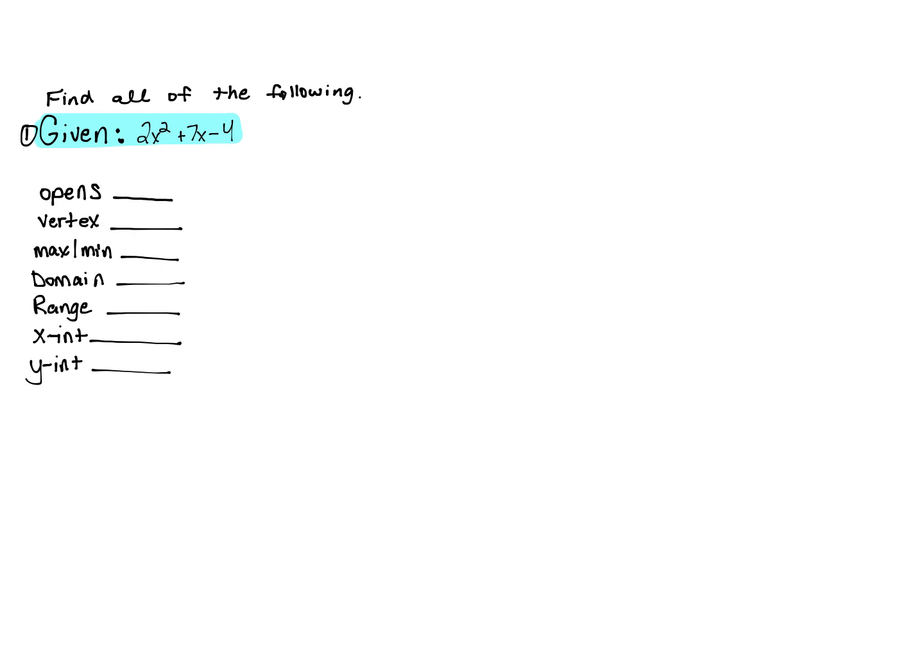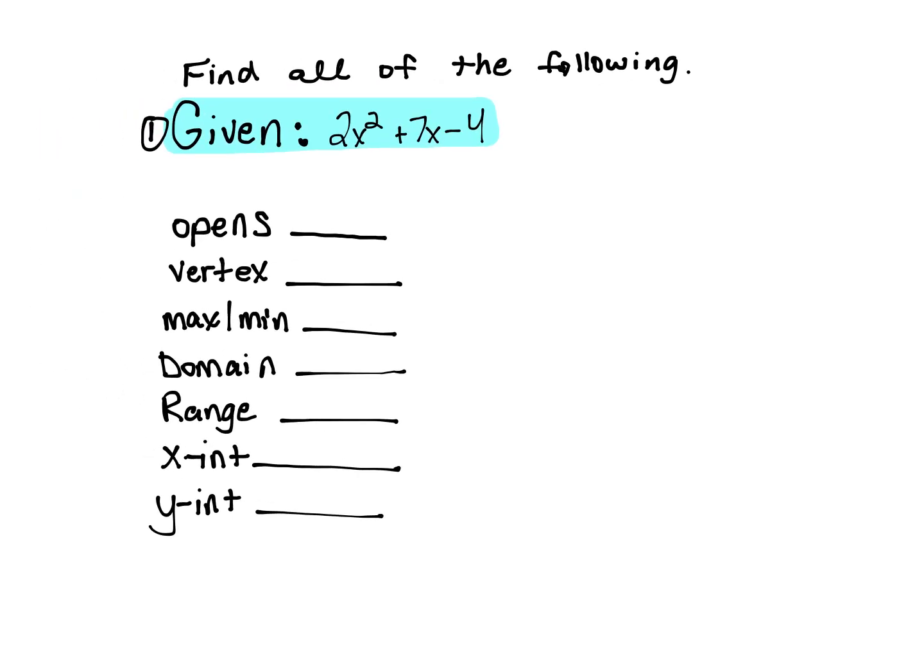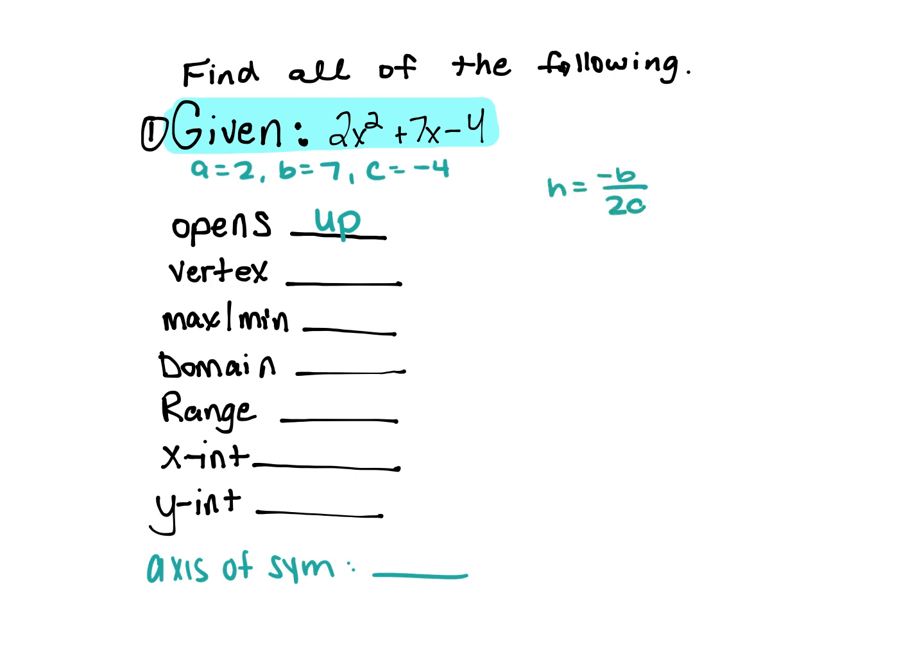Given this function, your a term is the 2, your b is the 7, and your c is 4. A is 2, b is 7, c is negative 4, I'm sorry. Because this 2 is positive, this parabola opens up. From here, you need to find your vertex. So remember, h is your x value, which is equal to negative b over 2a. K is your y value, which is equal to c minus b squared over 4a.